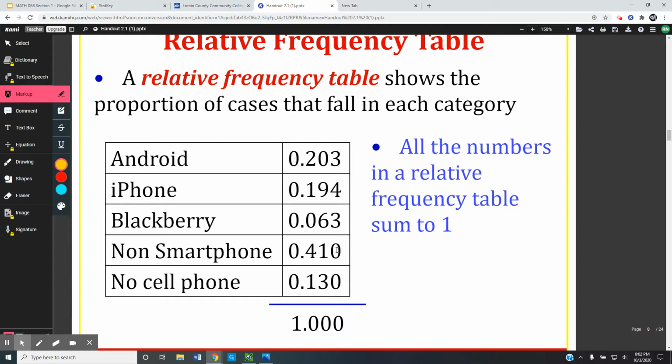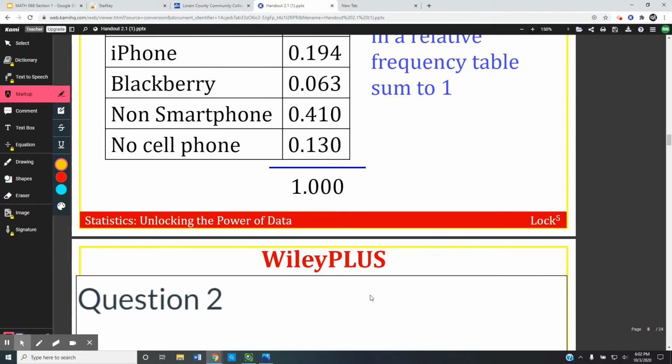For non-smartphone, that would have been 924 divided by 2253. The BlackBerry would have been 141 divided by 2253. The iPhone would have been 437 divided by 2253. And lastly, the Android, 458 divided by 2253. All of the relative frequencies have to add up to 1, because remember, if these are percentages, they have to account for 100%, and 100% is the same as 1.00.